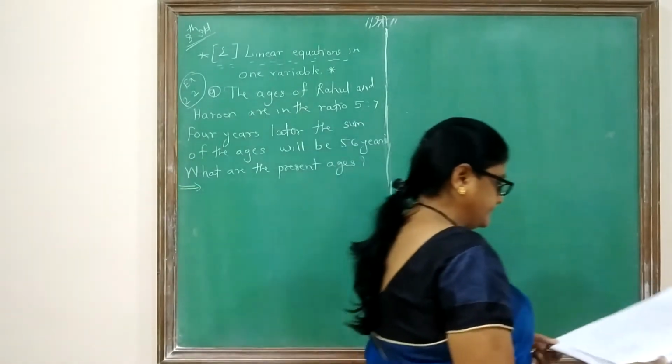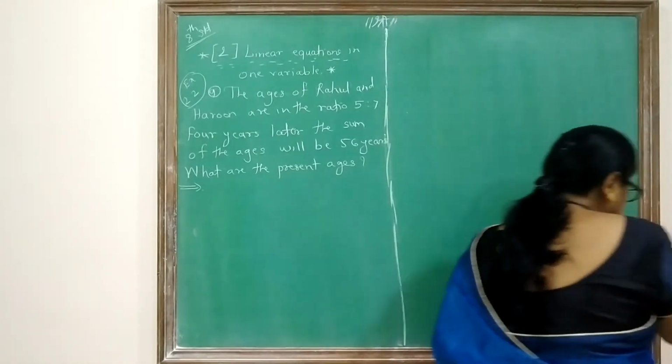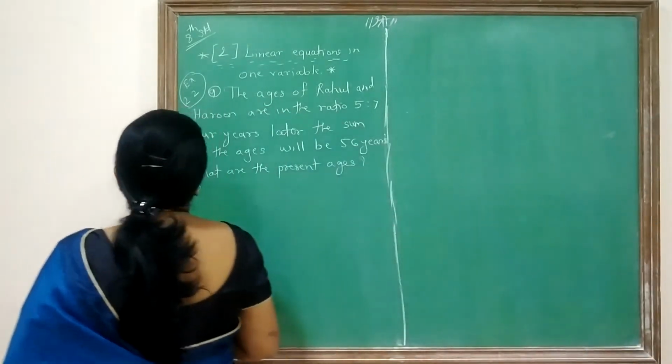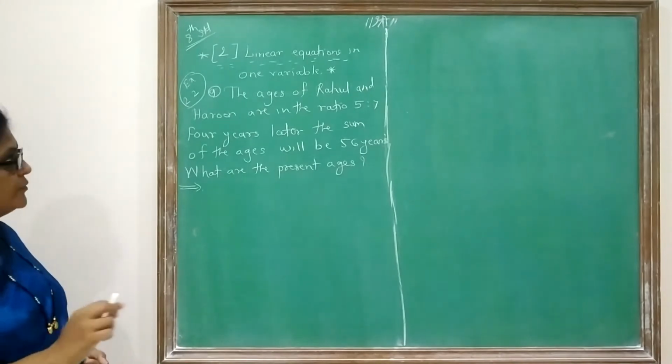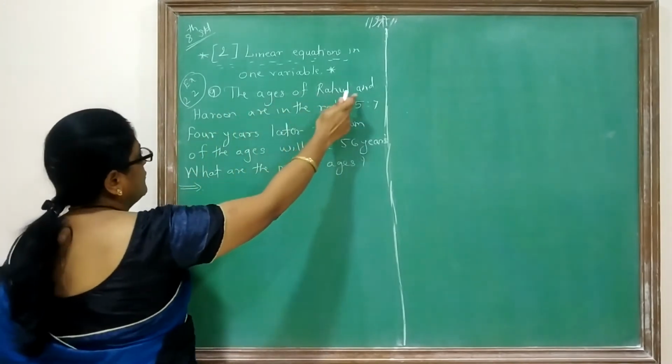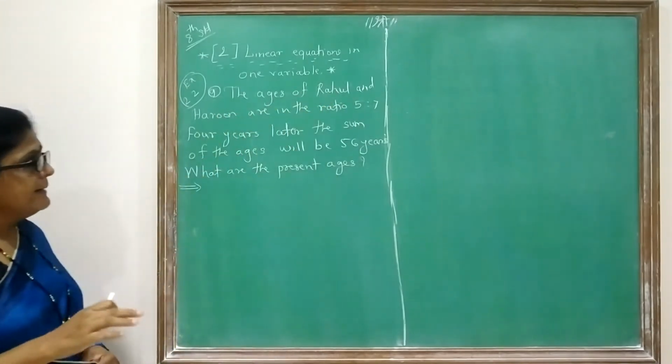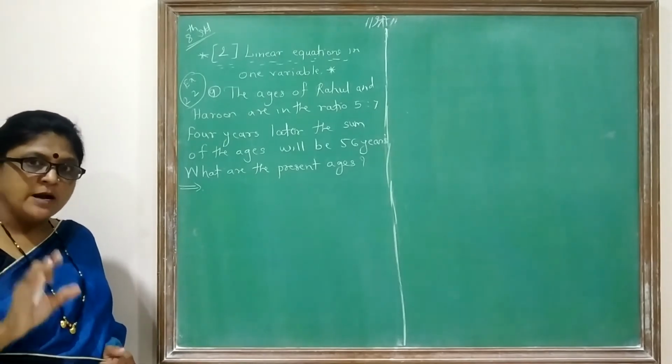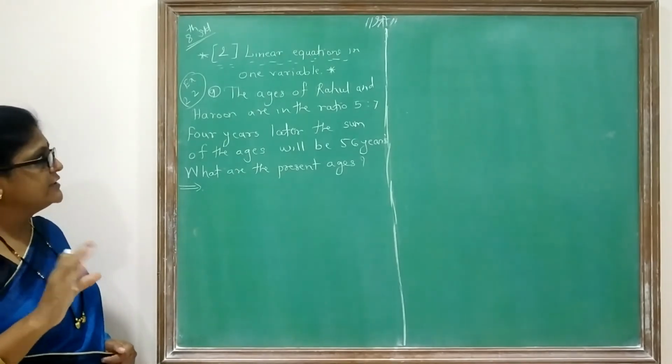What are the present ages? First, you will read the example carefully. The ages of Rahul and Varun are in the ratio 5:7.